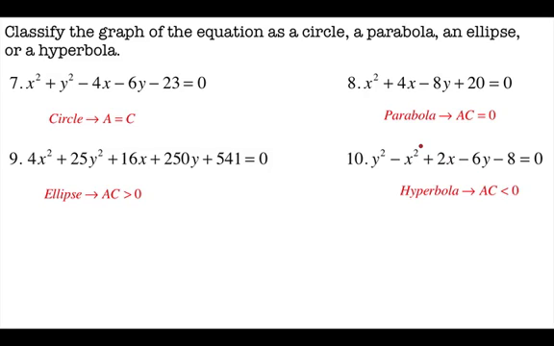Now, I challenge you to be able to do this without actually using the information that you learned on the previous slide. And it is doable. It's not hard. If you think about it, it should make sense why it is a circle, ellipse, and so forth when that happens with the A and the C. But this concludes the video.